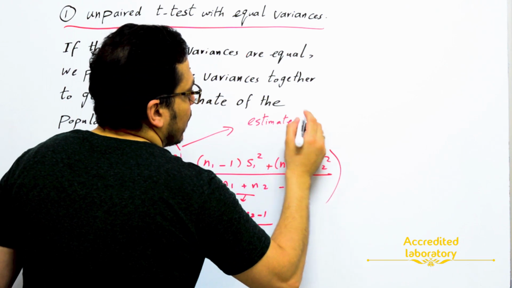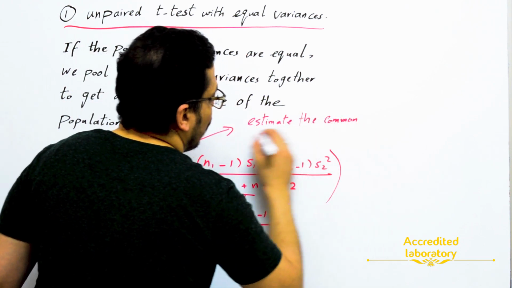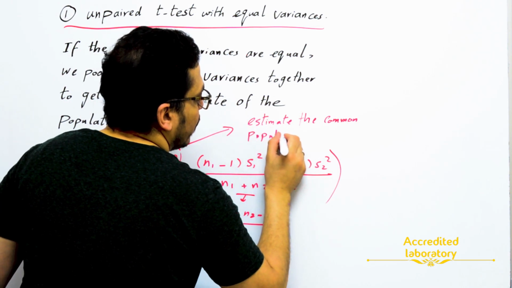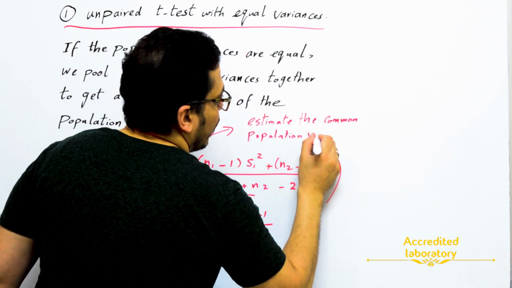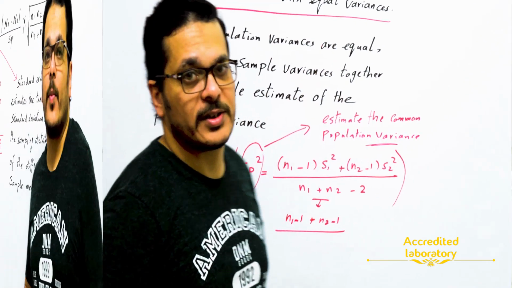Estimate the common population variance for the two groups of samples.